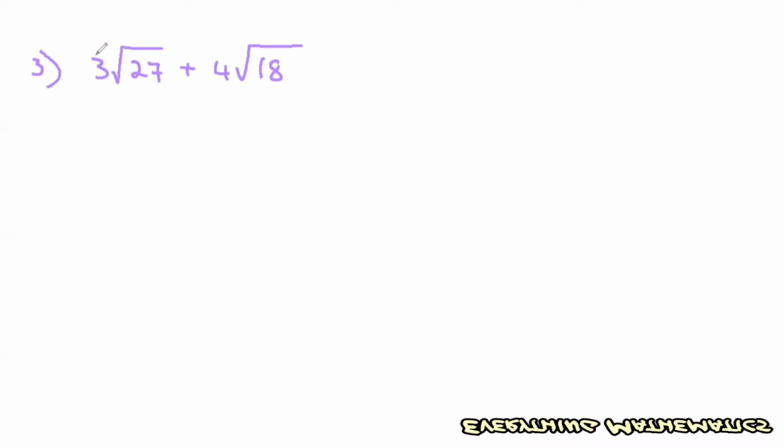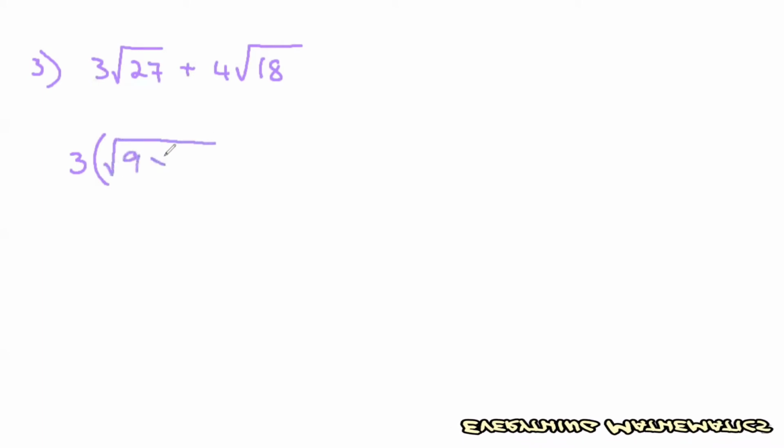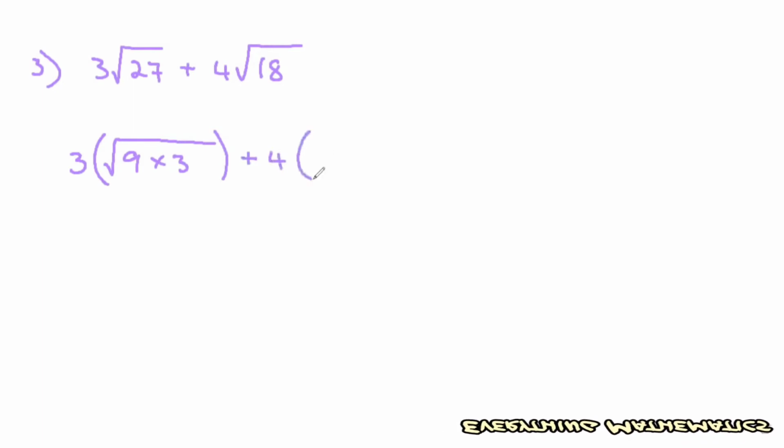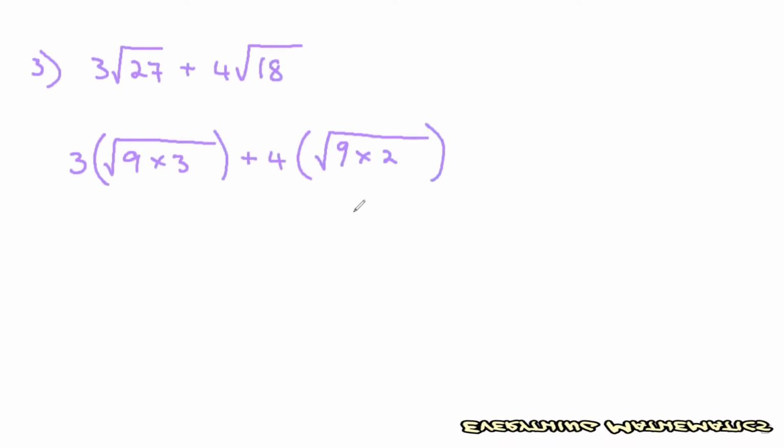So 3 root 27 is the same as 3, and I'll put it in bracket here just to denote that the 3 is being multiplied by the root, and that's what the 3 is actually doing. So this is the same as 3 into root of 9 times 3. That's rule 1 here. So I just split the 27 into 9 times 3, and 9 times 3 will still give me 27. So I did not change the question. I just changed the format in what it looks like. Plus, and they have the 4 here now, and I'm doing the same thing with 4. I'm splitting what's inside of the root. So root 18 is actually the same as root of 9 times 2. Yes, it is still root 18. All I did, I split it. So here I'm applying rule 1.